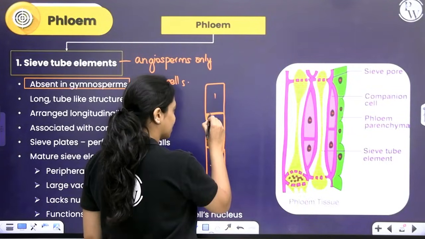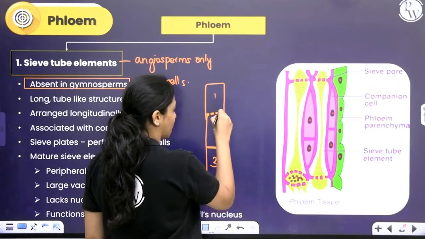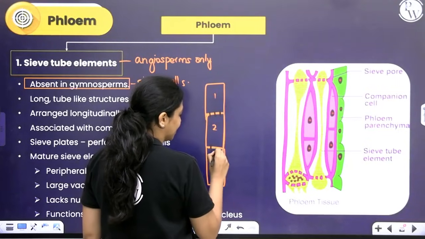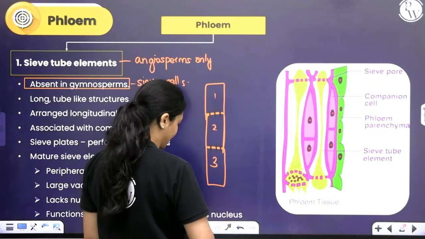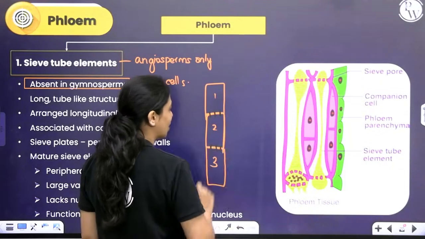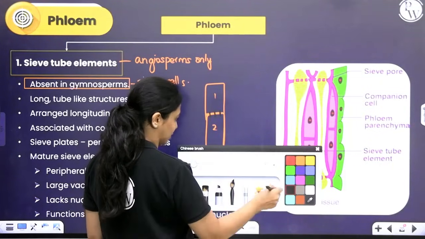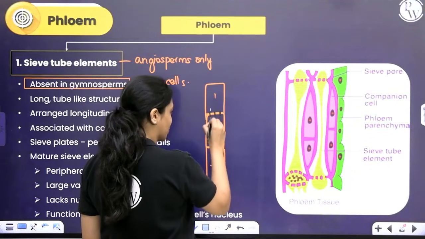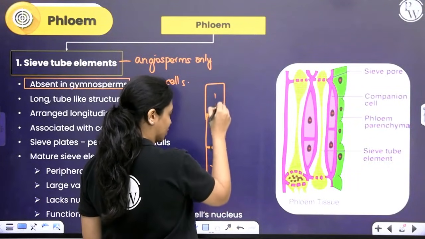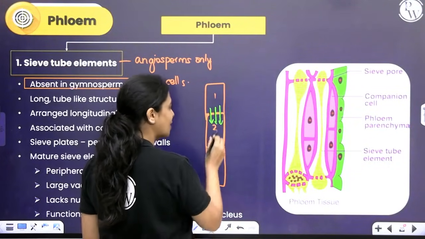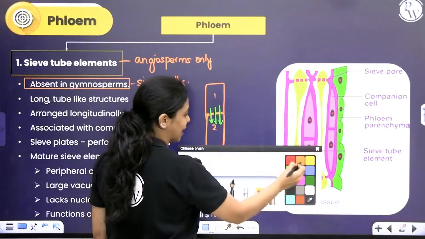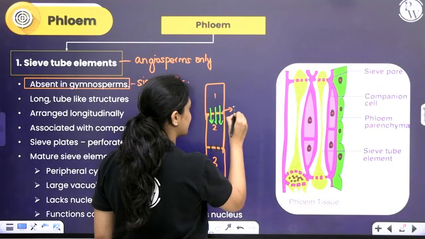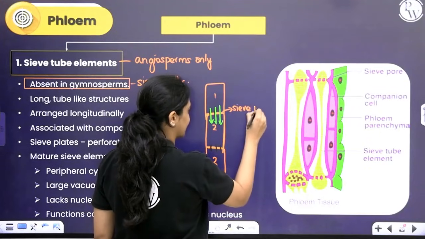If they are completely present, if there is no perforation or pore present here, then how will food be transported from one cell to another? If it has to be transported, there should be some way it can pass from one cell to the other cell, right? So the cross walls here will have a lot of perforations, and such cross walls are called sieve plates.